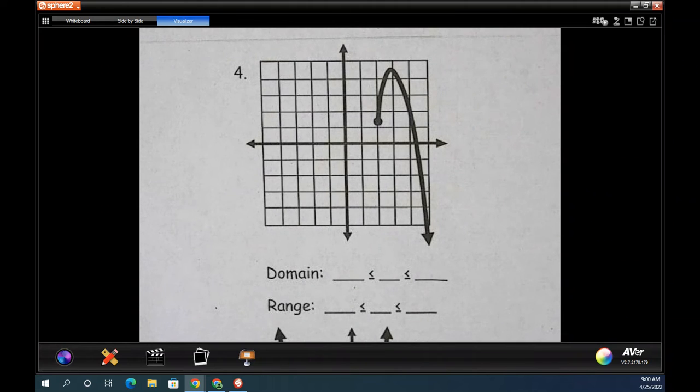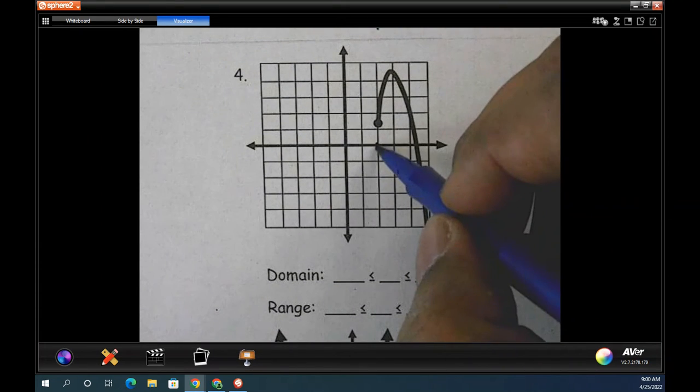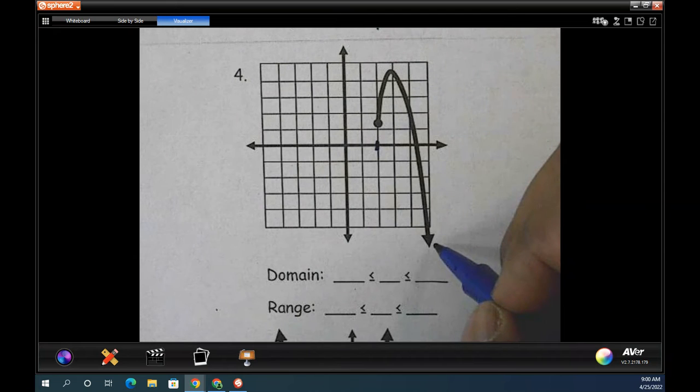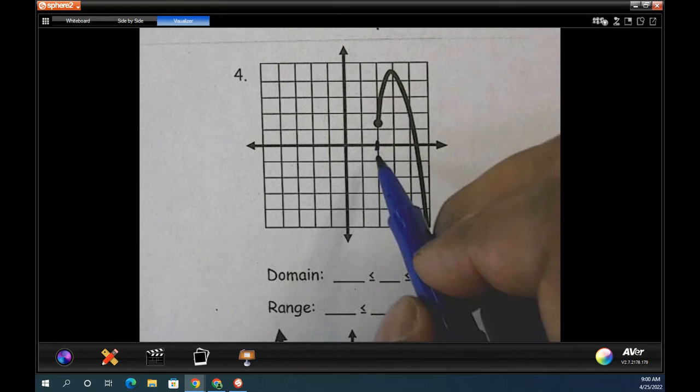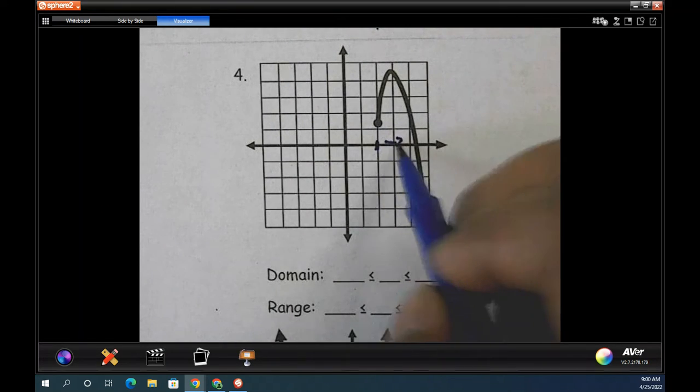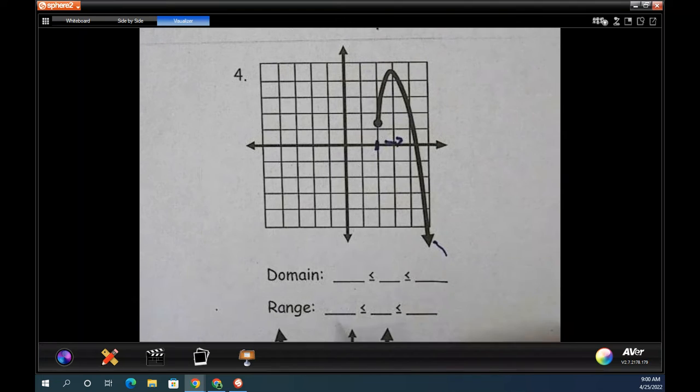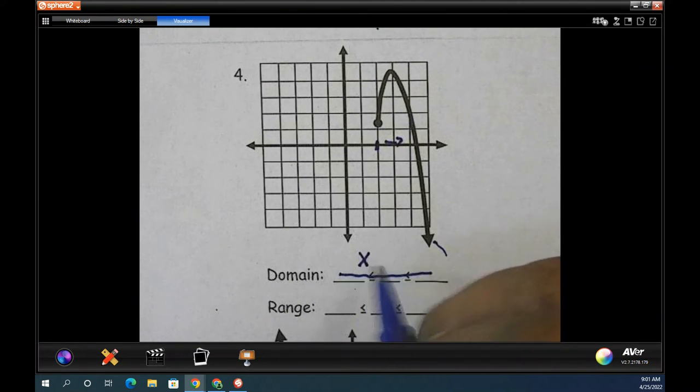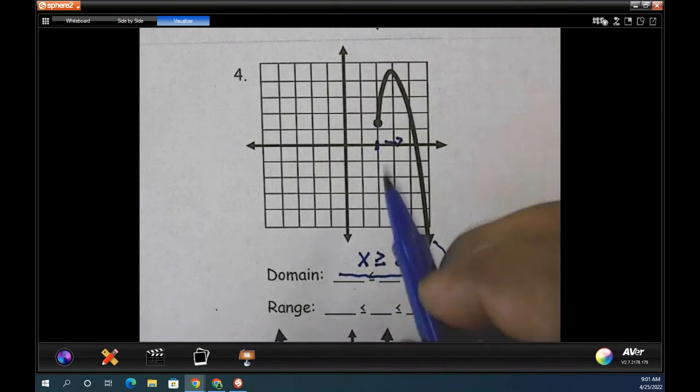Ooh, number 4 is different. Here's the deal. This one is a tricky one. I just noticed that. All right, here's the deal. It goes here, but look at that arrow. That means it's going to keep going on forever, and it's going to keep getting wider. So it goes here, and the numbers are getting bigger going that way. So this one, mark that out, is just x is greater than or equal to 2 because we have a closed circle.